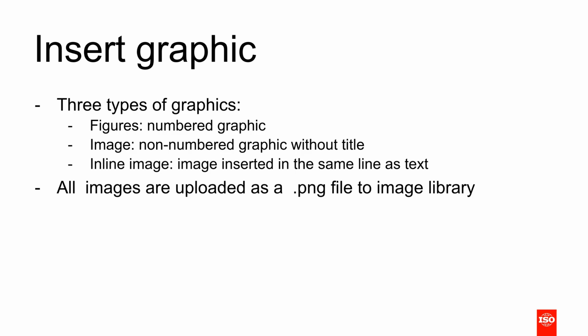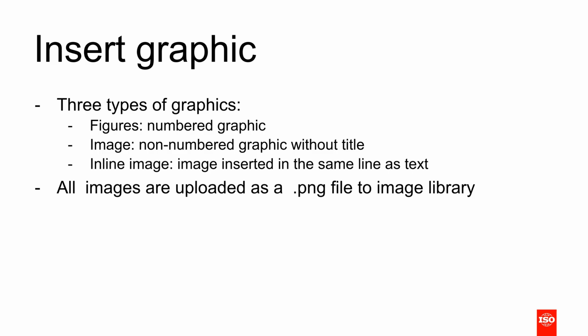There are three types of graphics: figures, images, and inline images. Figures are numbered graphics. They can have other attributes such as title, legend, or even another graphic. Images are non-numbered graphics with no title, and inline images, as the name suggests, are graphics inserted in the same line as the text.